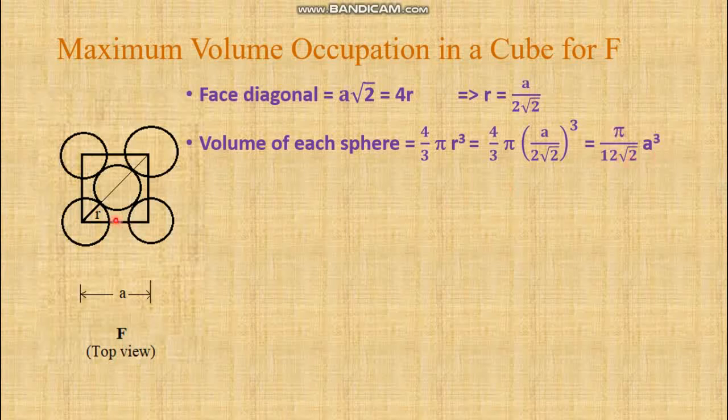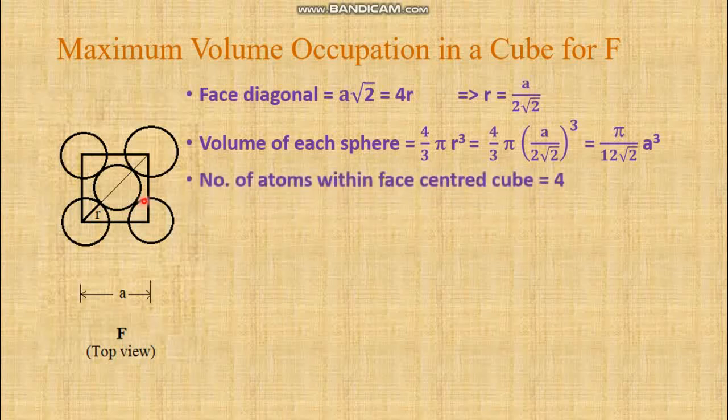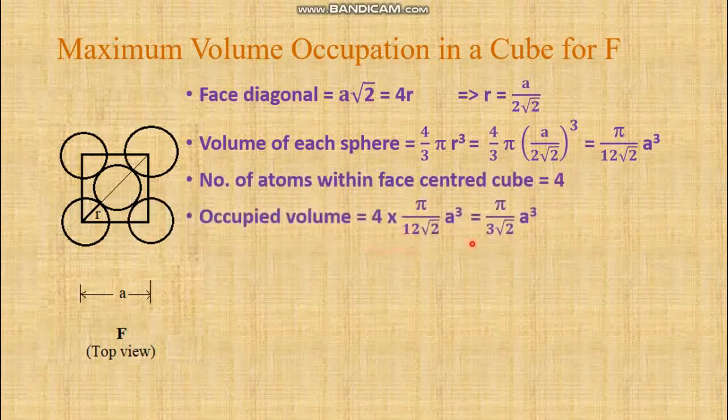Now how many spheres are inside that cubic space lattice, that is the face-centered cubic space lattice? There are 4 atoms assigned. So we have to multiply this volume by 4. If you multiply this volume by 4, then you will get the overall occupied volume, which is actually pi by 3 root 2 a cube.